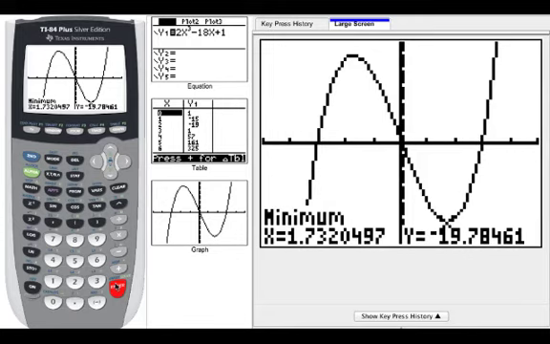But the y value is actually the minimum value. So that's -19.78461. Now that's, in this area, the lowest that this graph ever goes. You can see, if you look back to the left of the y-axis, this graph is actually going to go lower because there's a part of the graph that goes down towards -infinity forever. But this is what's called a local minimum. So it would be -19.78461 approximately would be the minimum value.